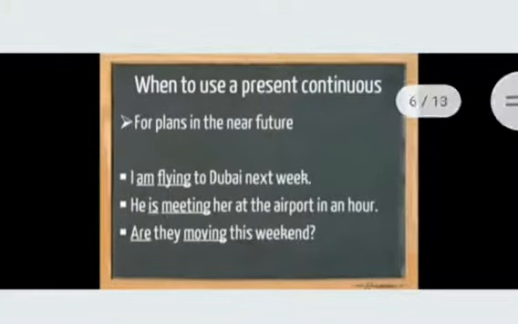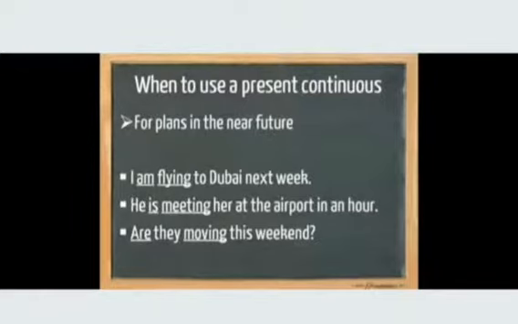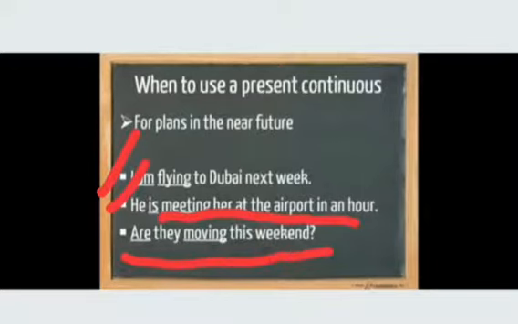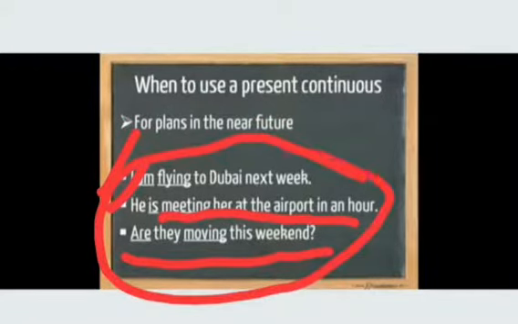Again, to plan something in the near future, we can also use this present continuous tense. For example, I'm flying to Dubai next week. Next, he is meeting her at the airport in an hour. Next, are they moving this weekend? So in the near future, if we plan something, then we can use this present continuous tense.